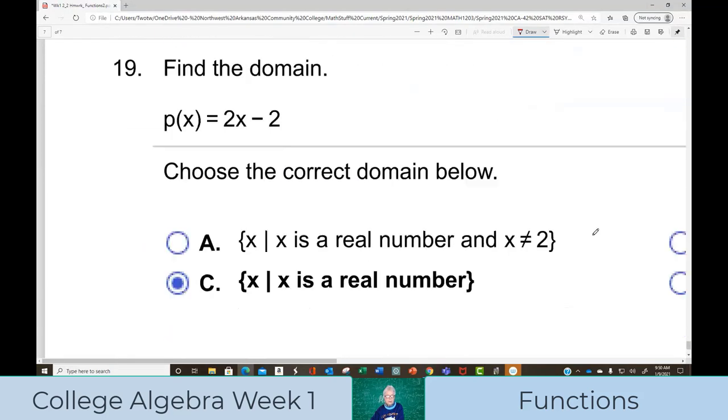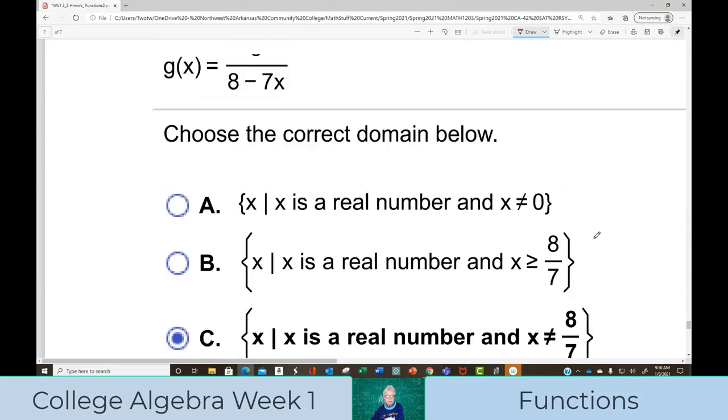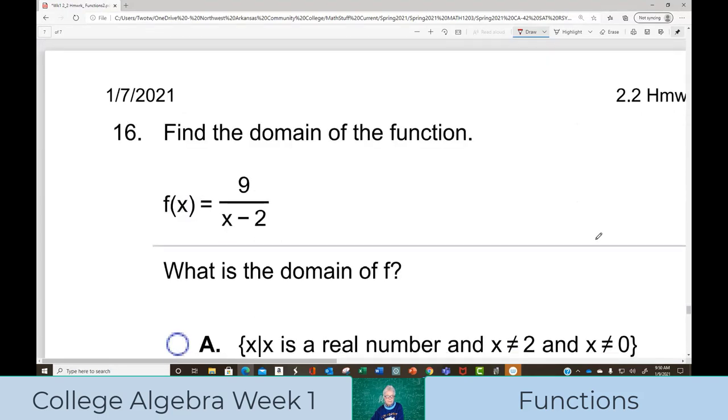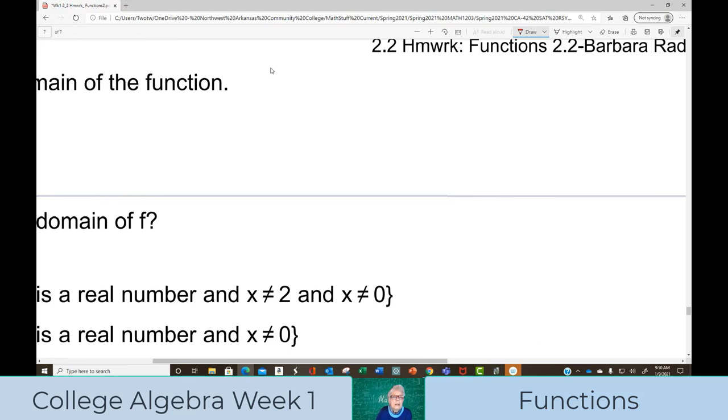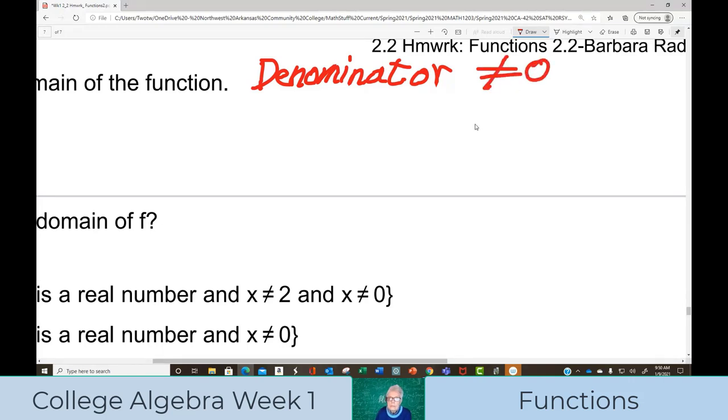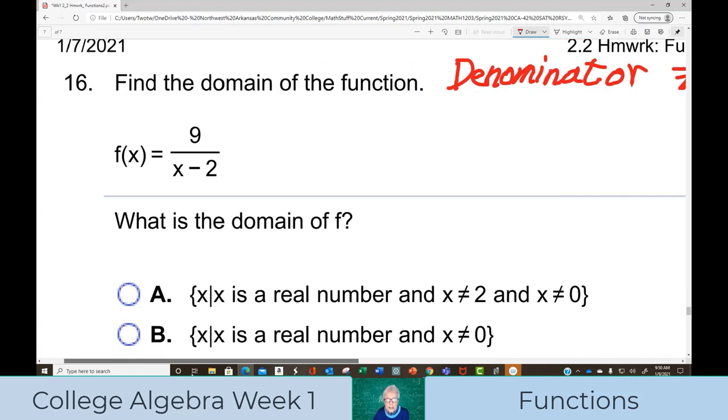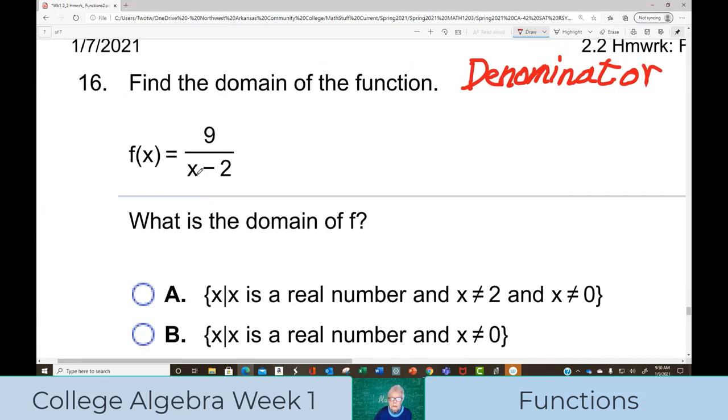All right, but we are only going to do one more, maybe two more. Just real fast, what is the domain of this function? Rule, very important rule. The denominator of a function cannot equal 0. Here you've got the denominator of a function. You have to make sure it doesn't equal zero.